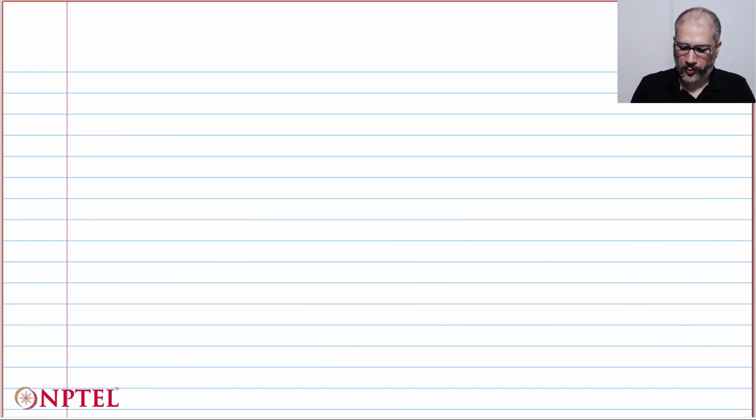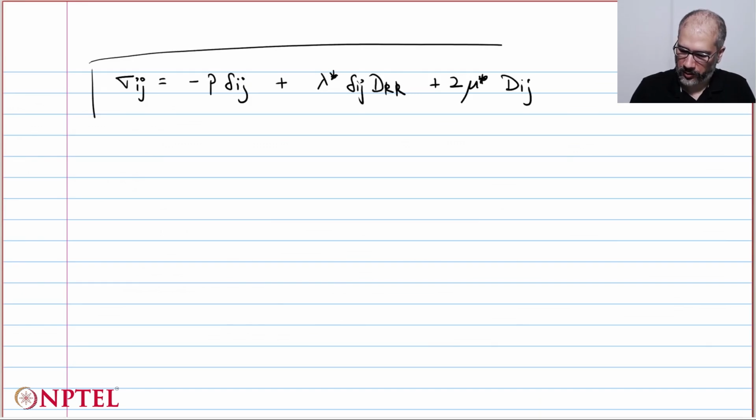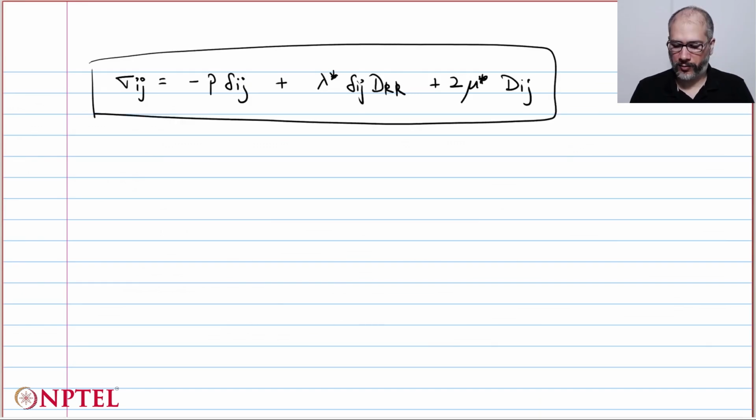So let us now write the complete expression for sigma in a Newtonian fluid, that's a linear isotropic fluid. So sigma_ij was written as minus p times delta_ij, where p is the thermodynamic pressure, plus tau_ij. Now tau we just showed that for a Newtonian fluid can be written as lambda star delta_ij times d_kk plus twice mu star times d_ij. So that's the constitutive law for a linear isotropic fluid relating the stress tensor sigma to the rate of deformation tensor and the pressure, d_ij and p respectively.